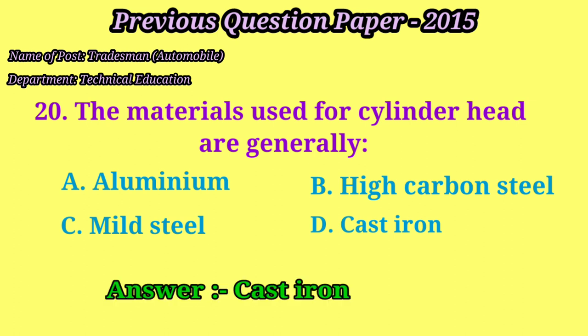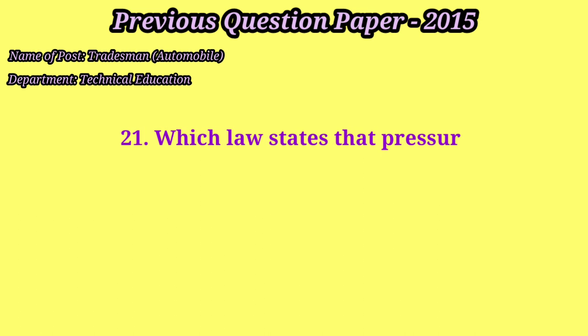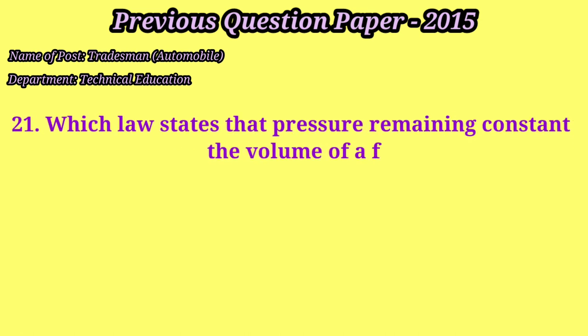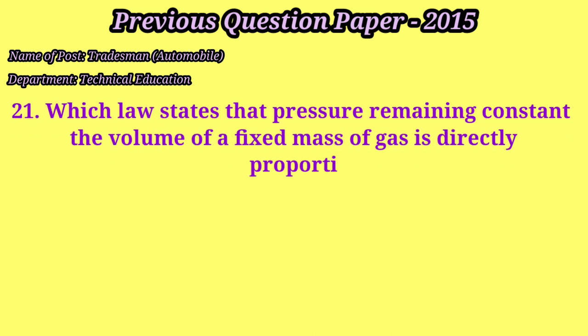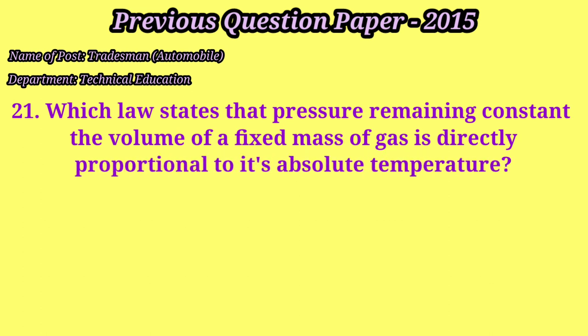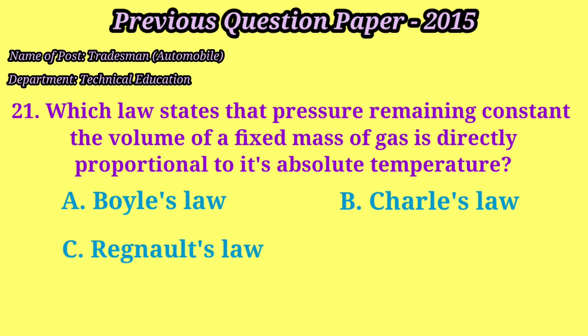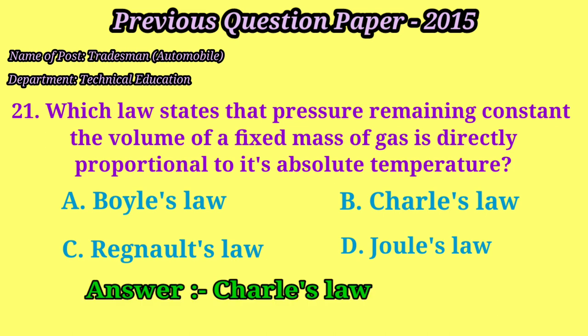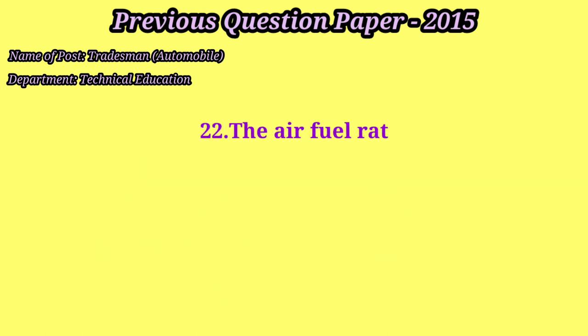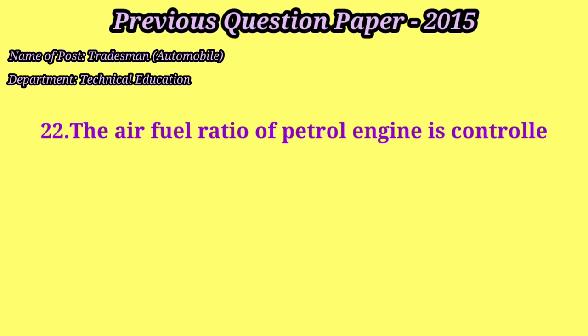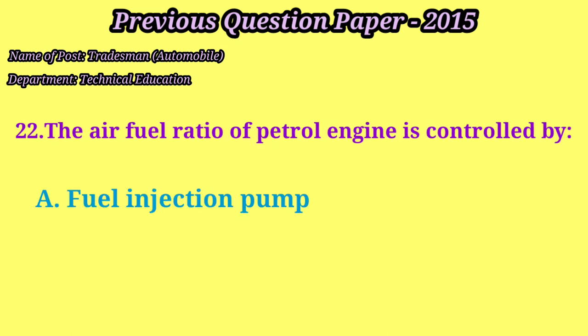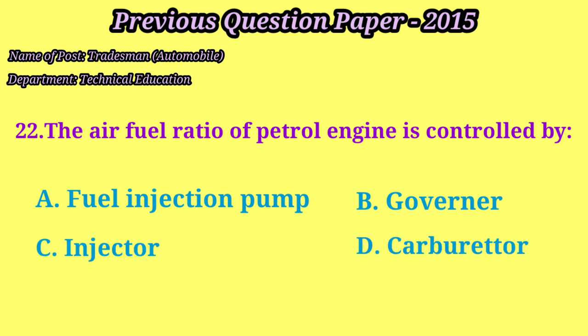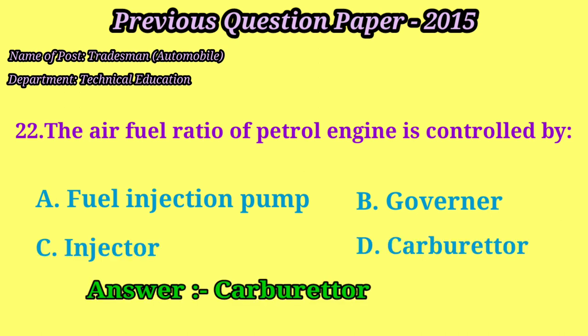Answer: Cast iron. 21. Which law states that pressure remaining constant, the volume of a fixed mass of gas is directly proportional to its absolute temperature? A. Boyle's law. B. Charles' law. C. Regnault's law. D. Joule's law. Answer: Charles' law. 22. The air-fuel ratio of petrol engine is controlled by A. Fuel injection pump. B. Governor. C. Injector. D. Carburetor. Answer: Carburetor.